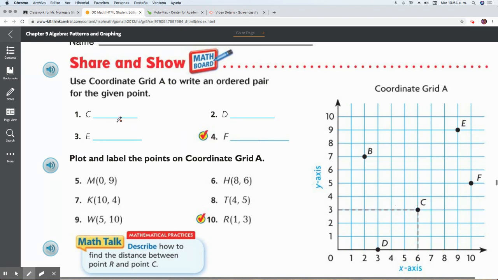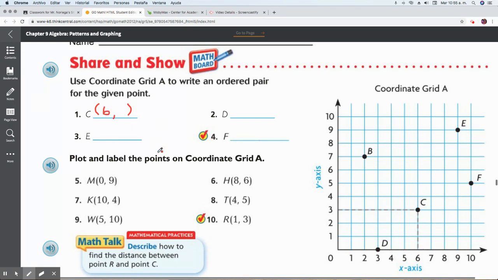Okay, so in order to write an ordered pair, you need a set of parentheses, and you need to add a comma to separate the numbers. To find the first number, just count how many units are to the right where letter C is. So letter C is right here. How many units are to the right? 1, 2, 3, 4, 5, 6 units. So that would be our first number.